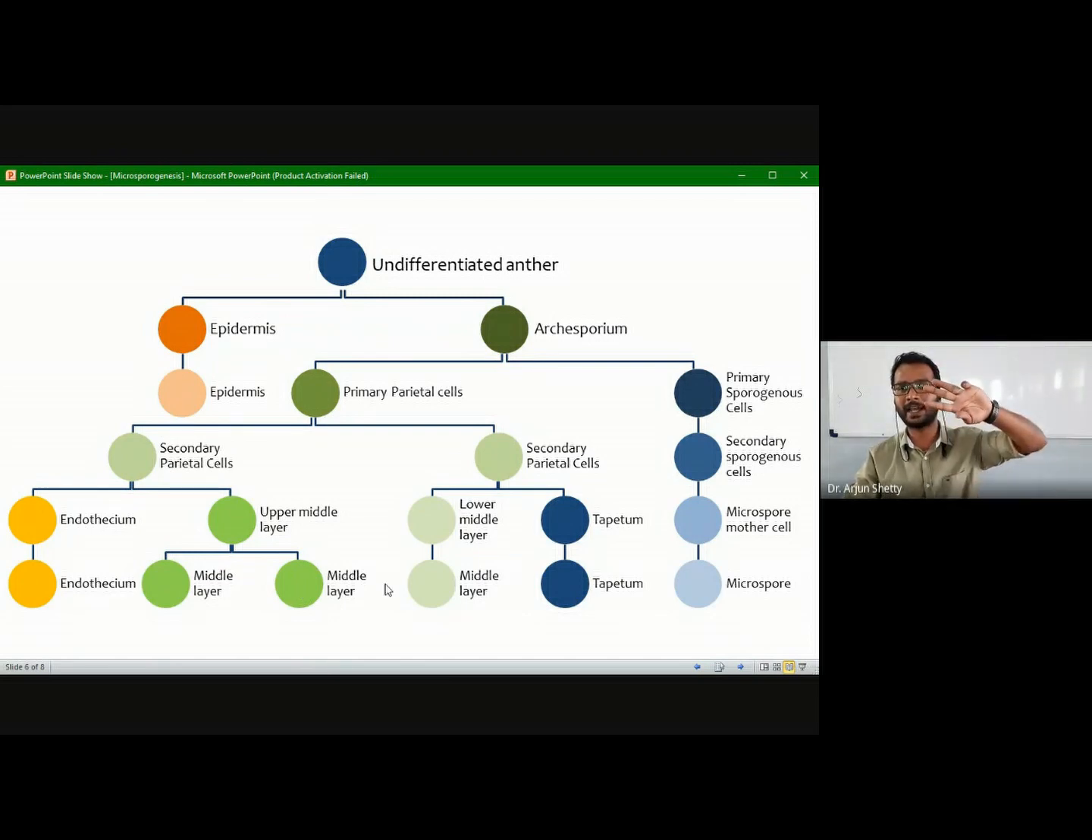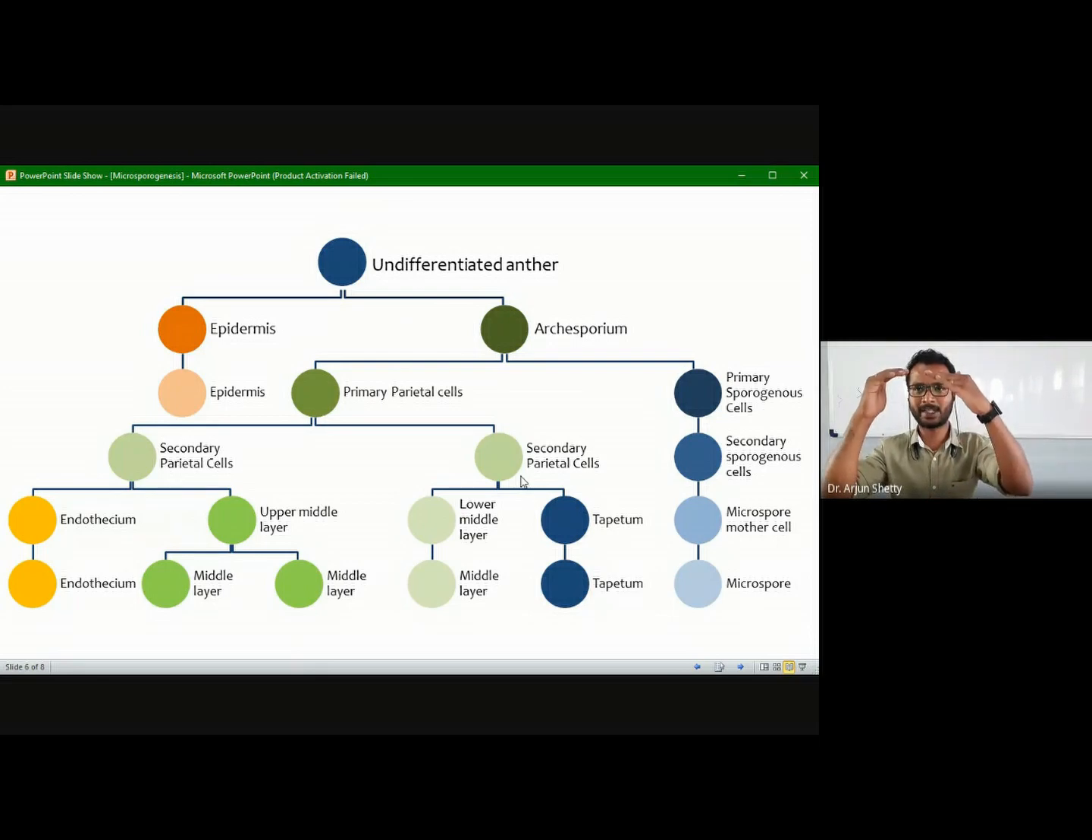If there are three layers of middle layer below the endothecium, the first and the second middle layer cells are formed by the first group of secondary parietal cells. And in the second group of secondary parietal cells, the lower or third, innermost middle layer is formed, whereas some of the cells are responsible for the formation of the innermost layer, that is what? The tapetum. Can you all see this?